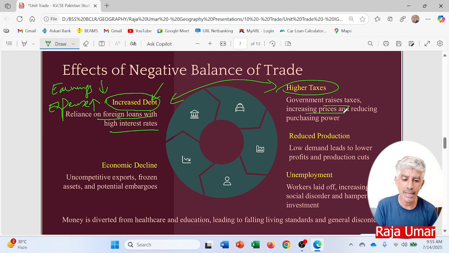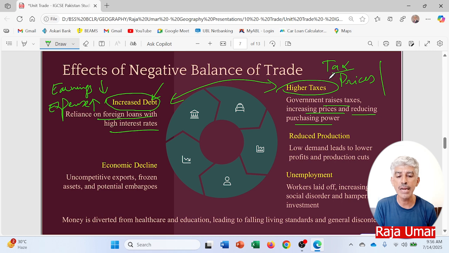Government raises taxes, increasing prices and reducing purchasing power. So increasing the price of electricity, increasing the price of petroleum, increasing the price of gas, or increasing the price of any other products which are really for the people's needs. So definitely what happens is that the government, number one, imposes tax or, number two, increases the prices. These are the two factors, right? If they are done, why? To pay back those debts Pakistan takes from the other countries. So this decreases the purchasing power of the people and poverty increases, right?